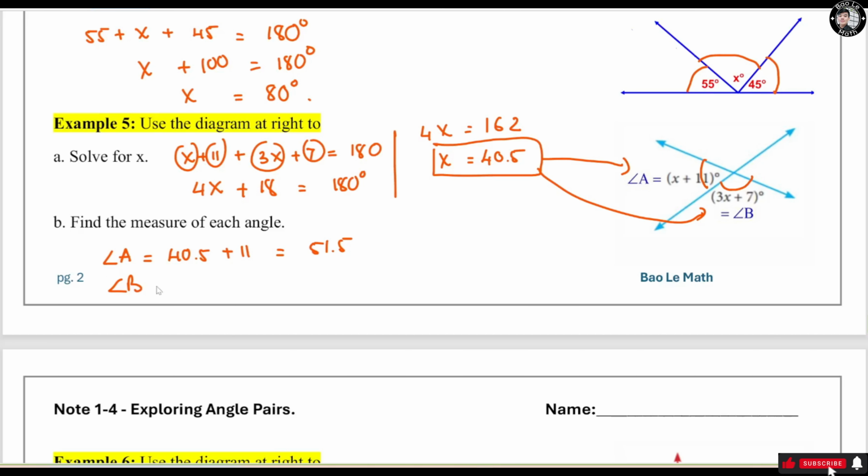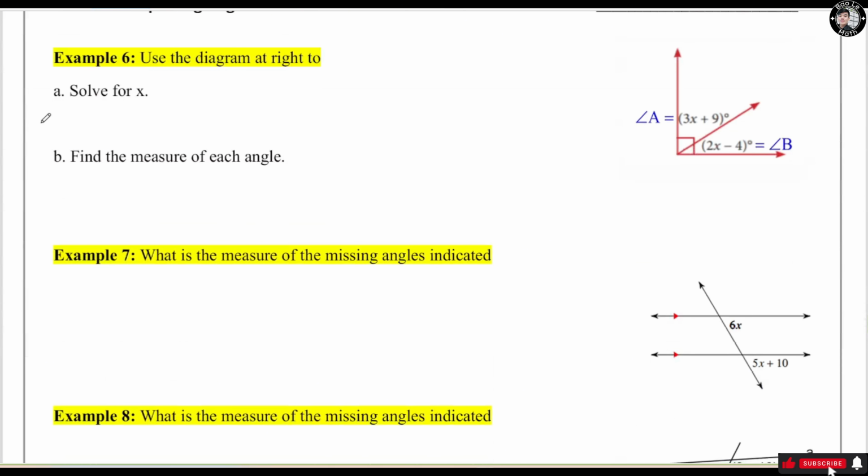Measure of angle B equals 3 times 40.5 plus 7. It's going to be 128.5, right? Now example number 6. We need to solve for s using this diagram, right?